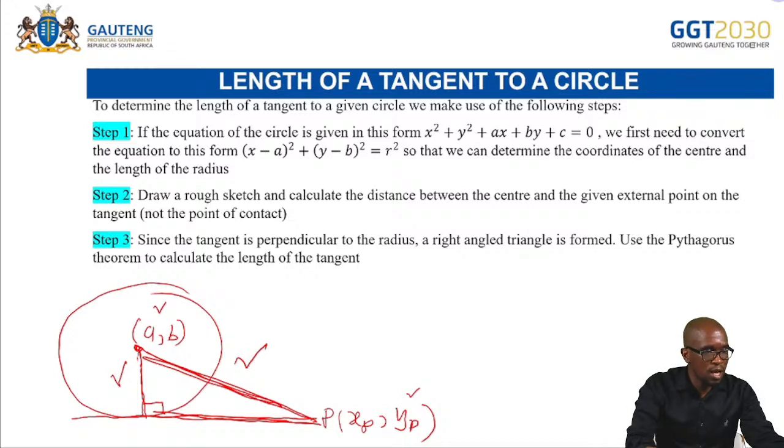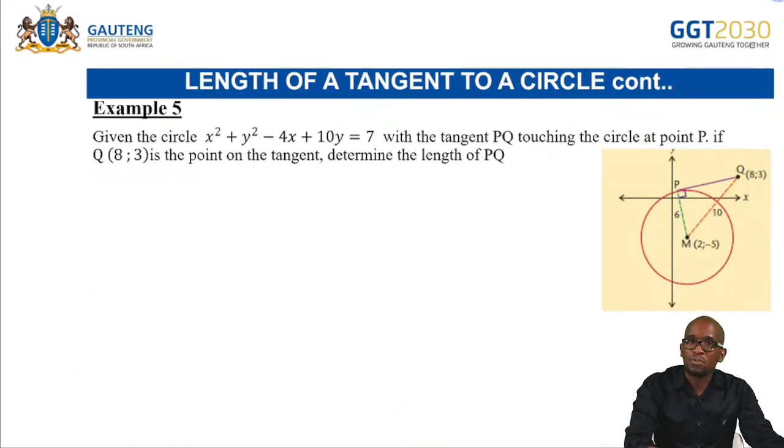Right, those are the steps. Let's see how these steps can be applied in solving this particular problem. Right, given the equation of the circle, x squared plus y squared minus 4x plus 10y is equal to 7. With the tangent PQ touching the circle at P, if a point Q given by 8, 3 is the point on the tangent, determine the length of PQ.